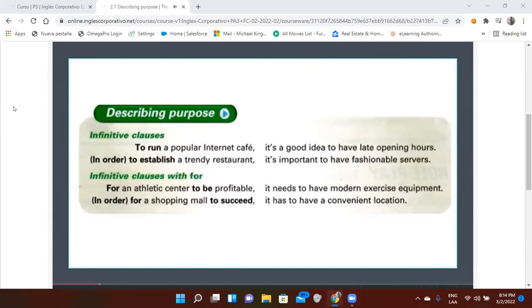Infinitive clauses. To run a popular internet cafe, it's a good idea to have late opening hours. To establish a trendy restaurant, it's important to have fashionable servers. In order to establish a trendy restaurant, it's important to have fashionable servers. Infinitive clauses with for. For an athletic center to be profitable, it needs to have modern exercise equipment. For a shopping mall to succeed, it has to have a convenient location. In order for a shopping mall to succeed, it has to have a convenient location.